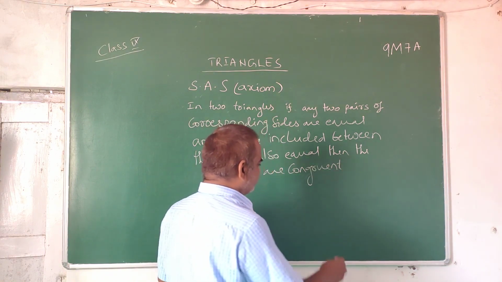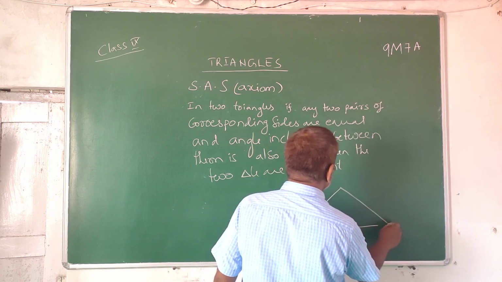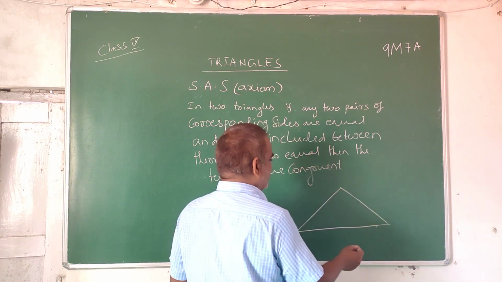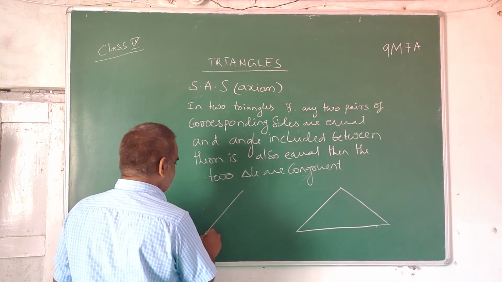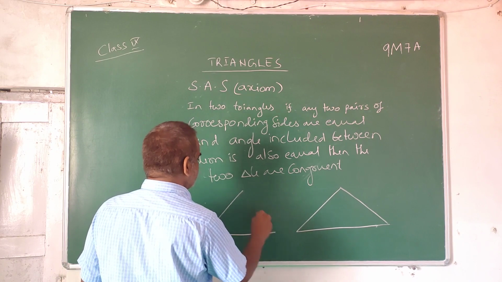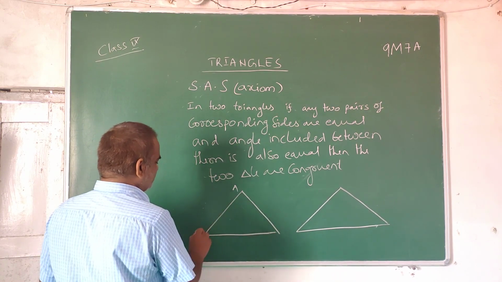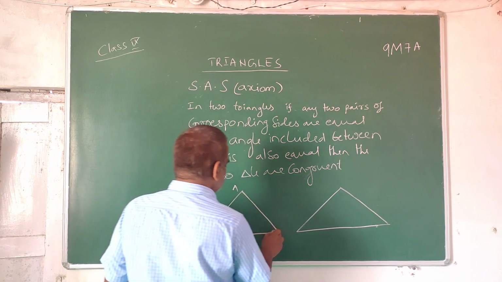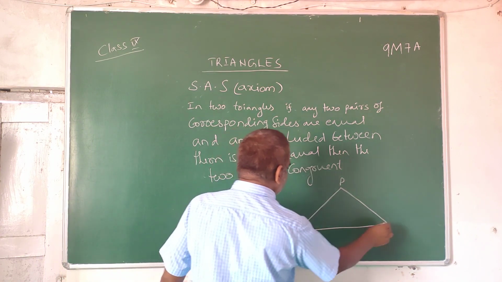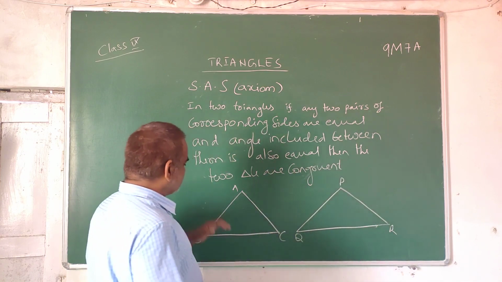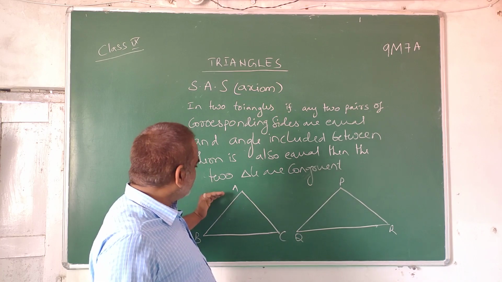Understood? Now I'll explain, you see. This is one triangle. Say this is another triangle. I'm trying to explain to you the concept of SAS axiom. So this is triangle ABC, this is triangle PQR. Then you take any two pairs of corresponding sides. As per this theorem, any two pairs are equal.